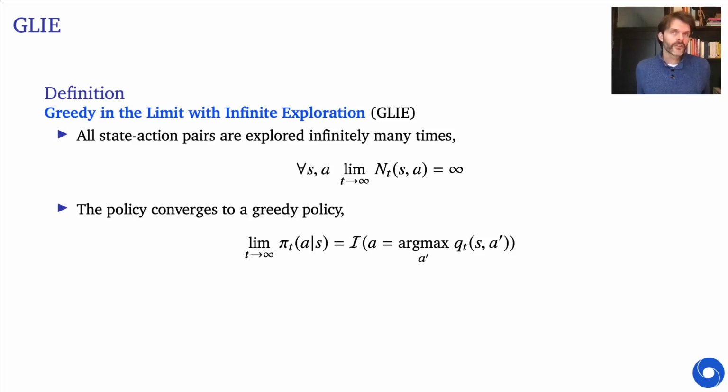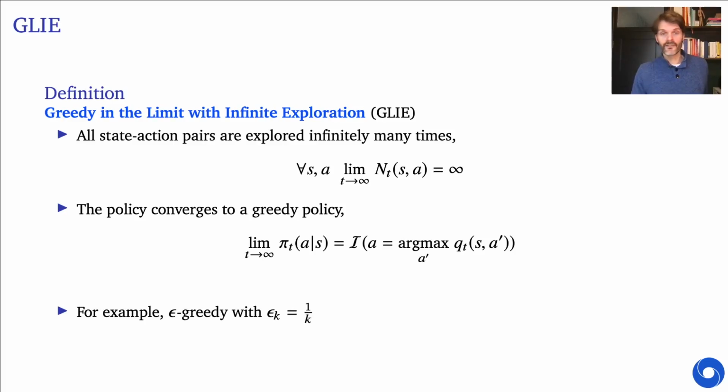So note that these two conditions kind of pull in opposite directions. Greedy in the limit can, for instance, be achieved by being immediately greedy from the beginning, but then you wouldn't explore infinitely often. Likewise, you could explore infinitely often if you just kept a fixed epsilon, but then you wouldn't be greedy in the limit. So are there exploration policies that do both of these at the same time? And the answer to that is yes.